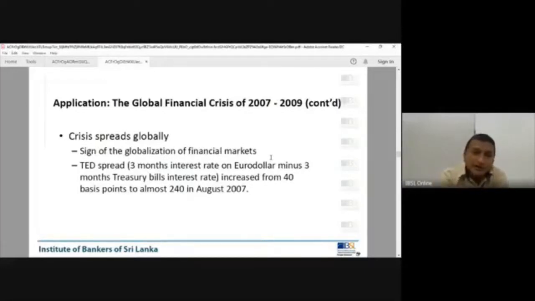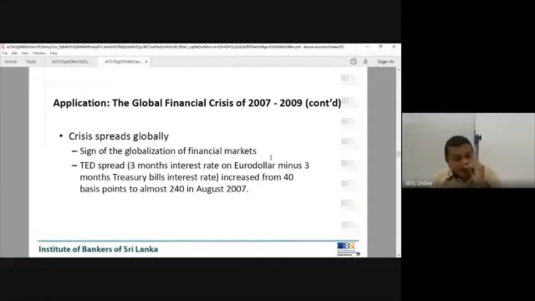So these were crashing down. Their net worths are declining because the asset prices in their portfolios are coming down. So you naturally see a circumstance where the financial markets are now stressed, not only in the US, but globally.